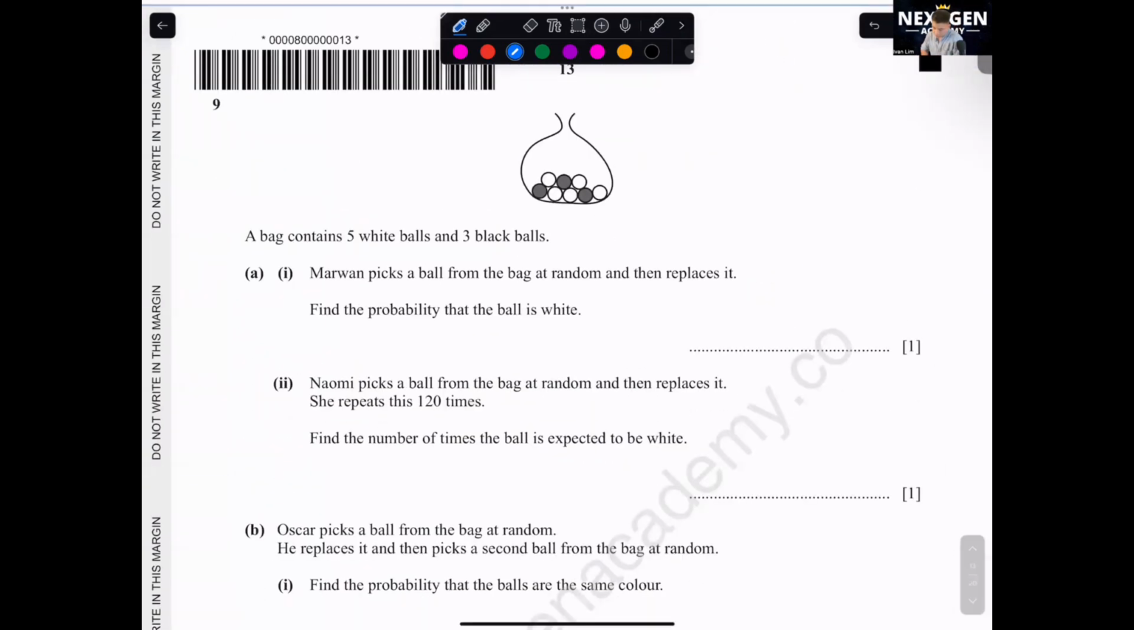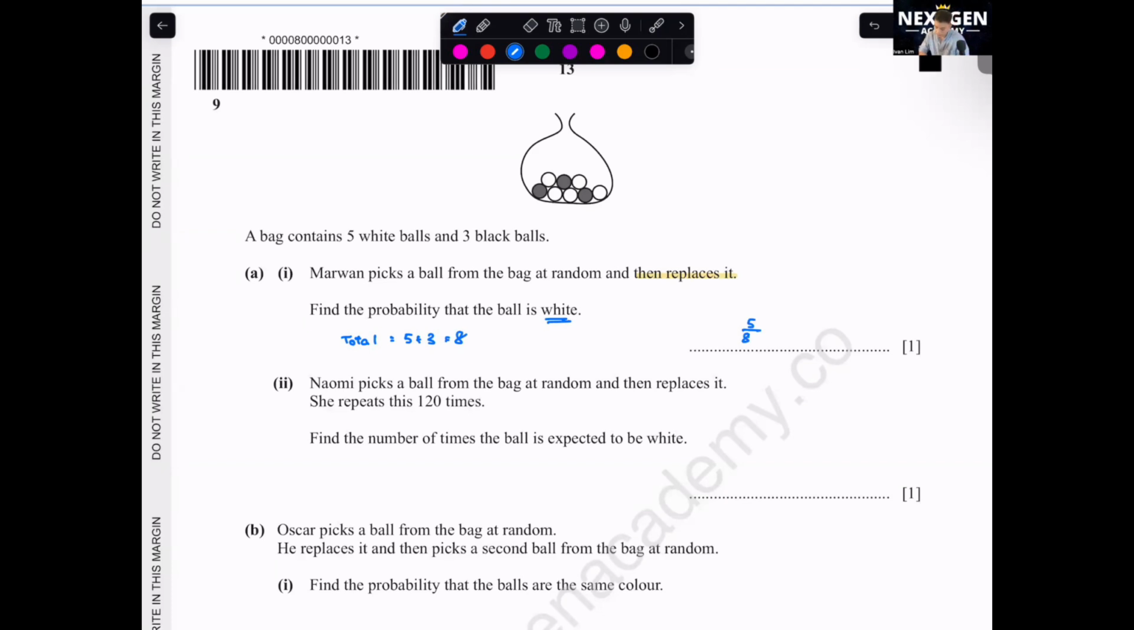A bag contains 5 white balls and 3 black balls. Marwan picks a ball from the bag at random and then replaces it. Keyword here, replaces it. Find the probability that the ball is white. You have 5 white balls and 3 black balls. Total, how many balls do we have? Total we have 5 plus 3, which equals 8. White ball is 5 over 8.